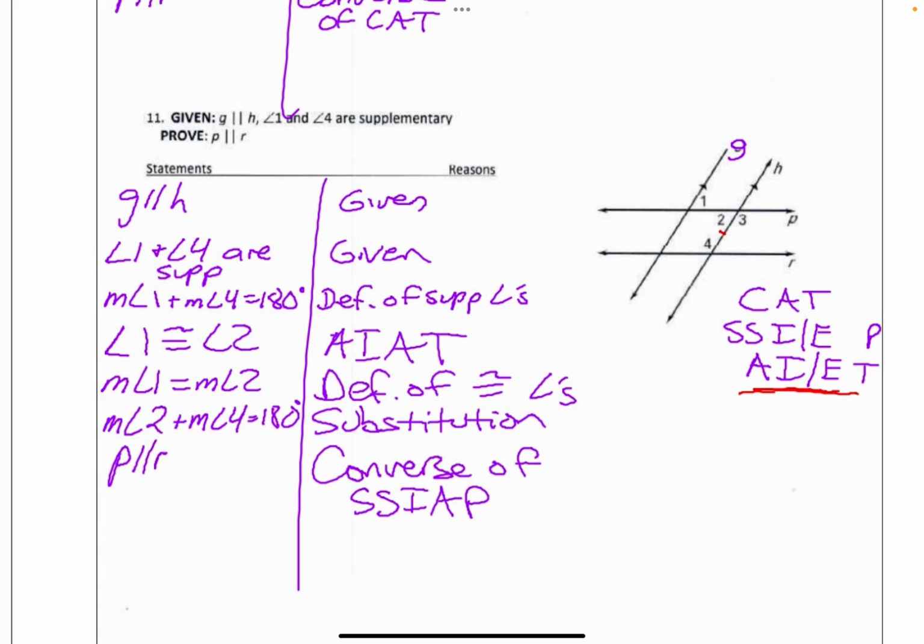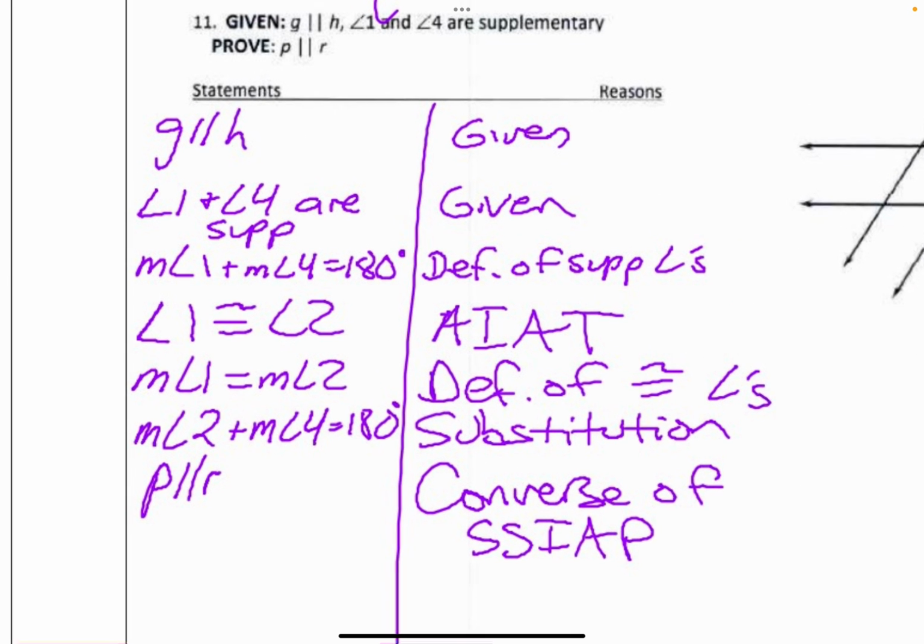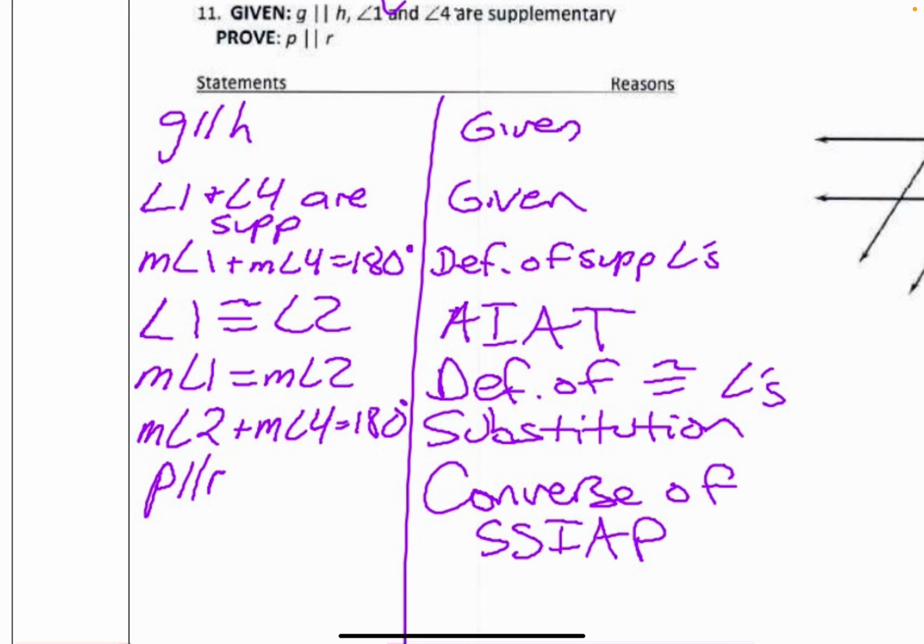And then I converted over into algebra mode using the definition of supplementary angles. And then down here, again, the definition of congruent angles allowed me to convert into algebra mode. And then with that, I was able to just substitute. Because I have it in algebra mode, now I can just plug those into an equation that says they add up to 180. So that's kind of the more rigorous version of the proof.